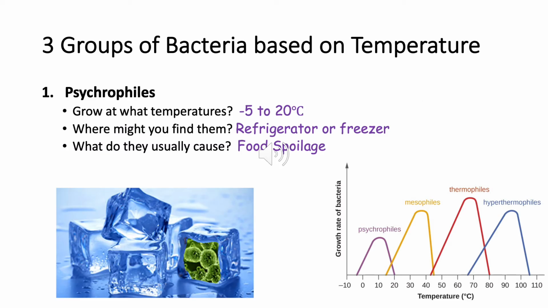There are 3 groups of bacteria based on the temperature ranges that they survive and grow best at. The first group are the psychrophiles, and the temperature that they grow at are in the range of -5 to 20 degrees Celsius. So below freezing up to around room temperature. You might find those kind of bacteria in a refrigerator or freezer. And what do they usually cause? They usually cause food spoilage.